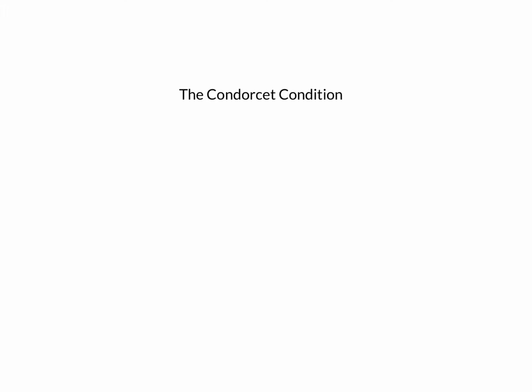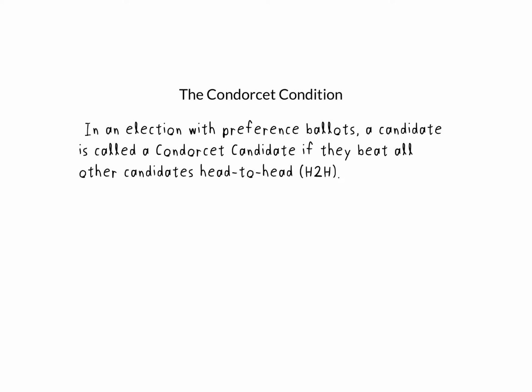Welcome back. At the end of the last video, I mentioned the idea of a Condorcet candidate. Remember that in an election where voters submit preference ballots, a candidate is called a Condorcet candidate if they beat every other candidate head to head. To see what this means, let's look at an example.